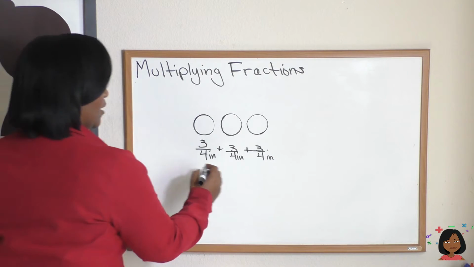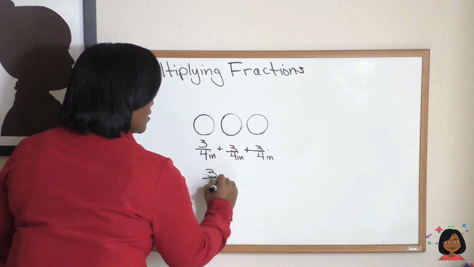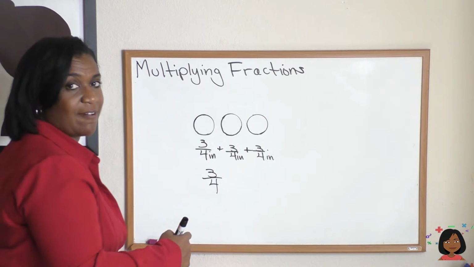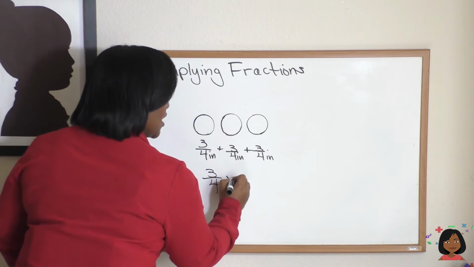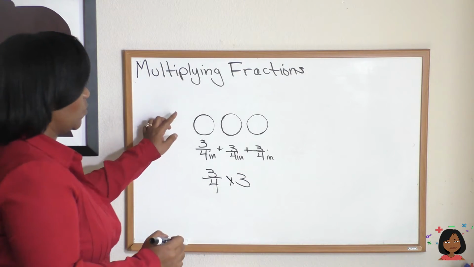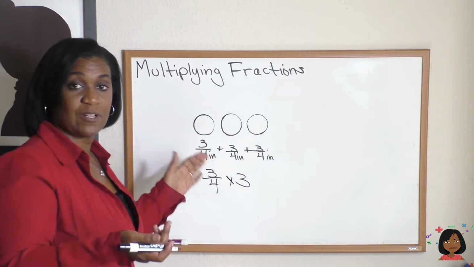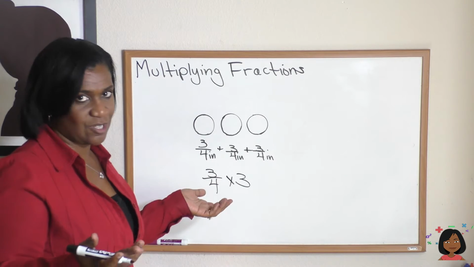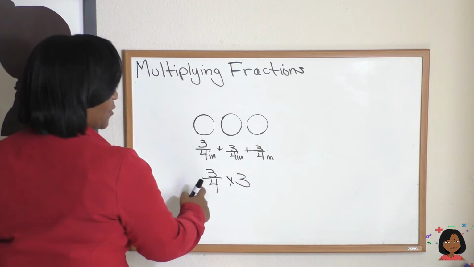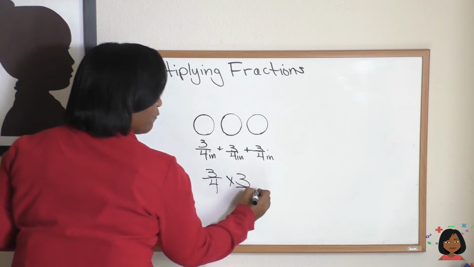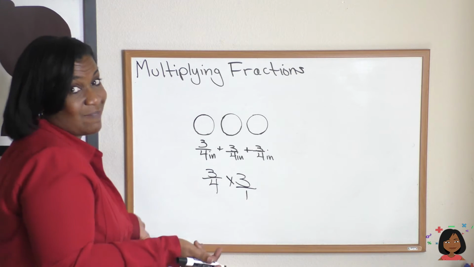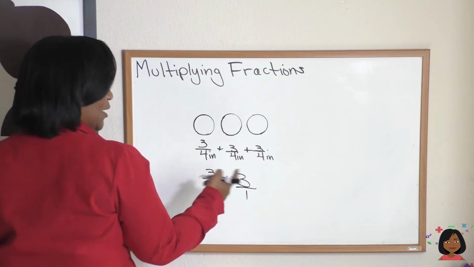So what if we did 3/4 times how many do I have? 3. Times it by 3. Because we know that one of them is 3/4 and we have 3 of them. We can just go do the math now. 3/4 times 3. Now if you need the help, feel free to put the 1 under the 3. You don't have to do it though, but if you need it, it's okay.